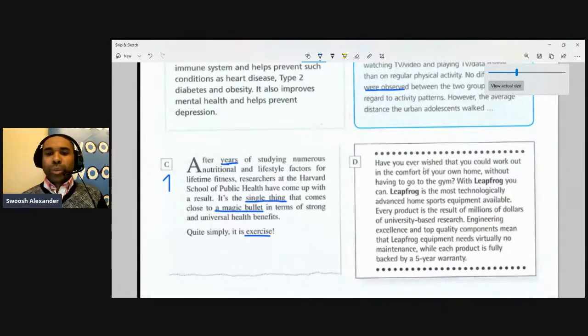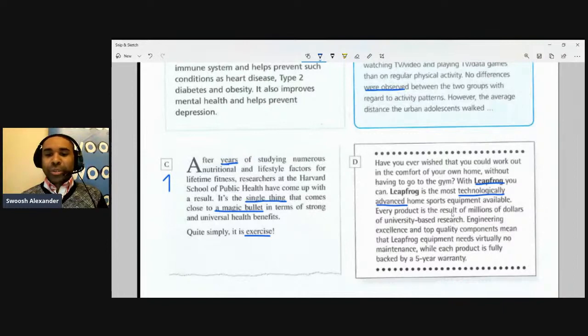Have you ever wished that you could work out in the comfort of your own home without having to go to the gym with Leapfrog? So Leapfrog, it's a specific product that's being marketed to us. It's giving us information to sell the product. Technologically advanced home sports equipment available.